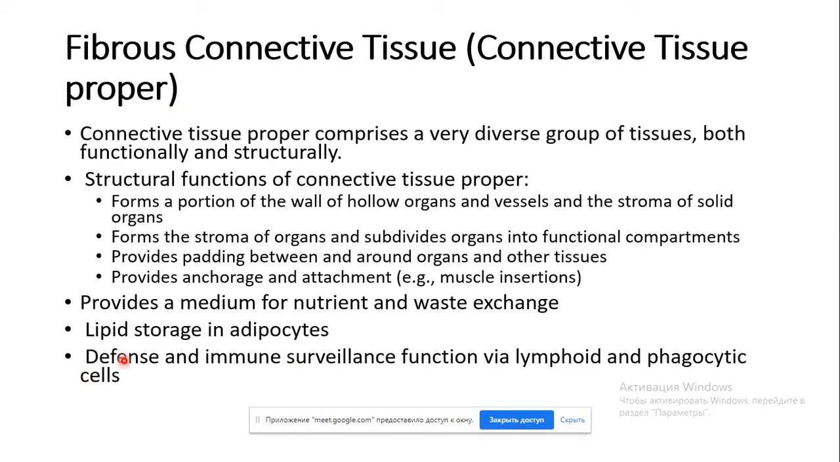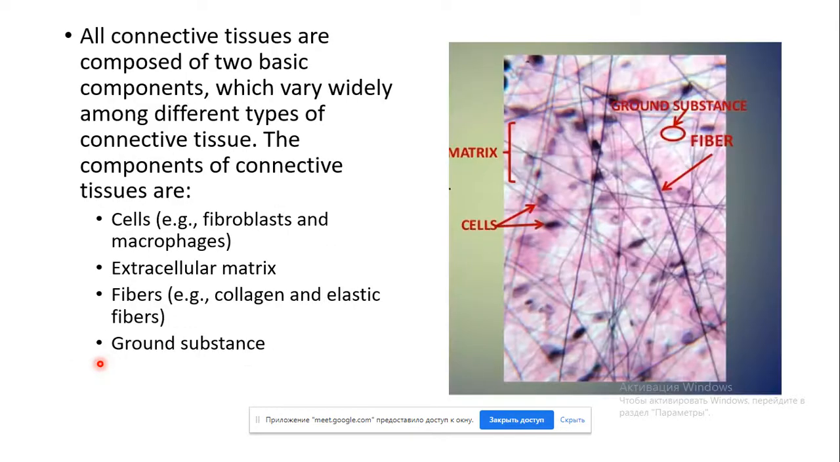Some fibrous connective tissue produces defense and immune surveillance functions, while lymphoid and phagocytic cells are present inside the fibrous connective tissue. Okay, this will be discussed in the next semesters in immunology, in the lymphoid system topic. That will be discussed later.